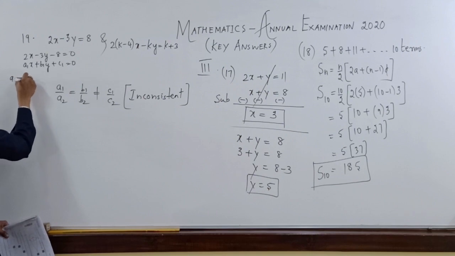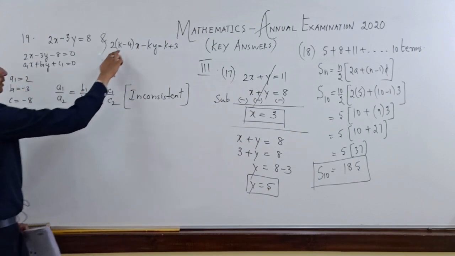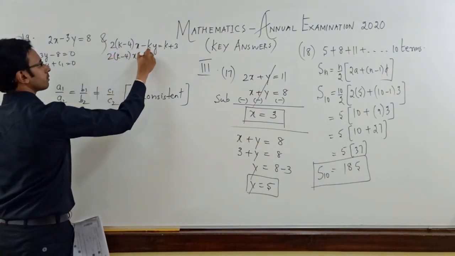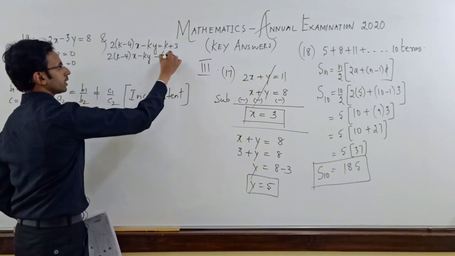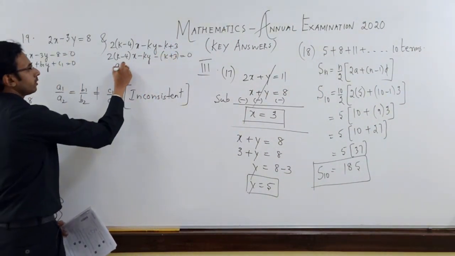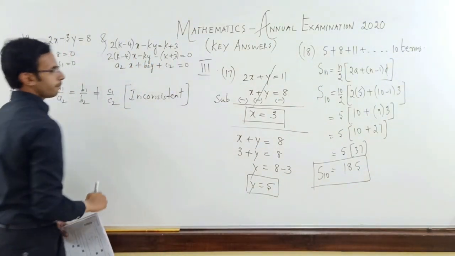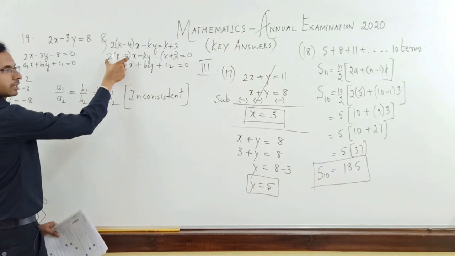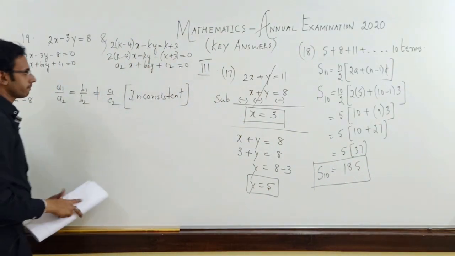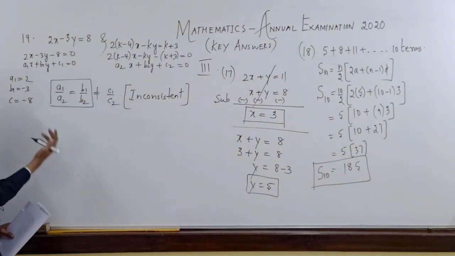So here a1 is 2, b1 is minus 3 and c1 is minus 8. When you look at this equation, 2 into k minus 4 into x minus ky minus of this whole term, you transpose on the other side is equal to 0 is the standard form. So we write down here a2x plus b2y plus c2 equal to 0. By that way a2 is 2 times k minus 4, b2 is minus k and c2 is minus of k plus 3. So we need to just take this to find a value of k.